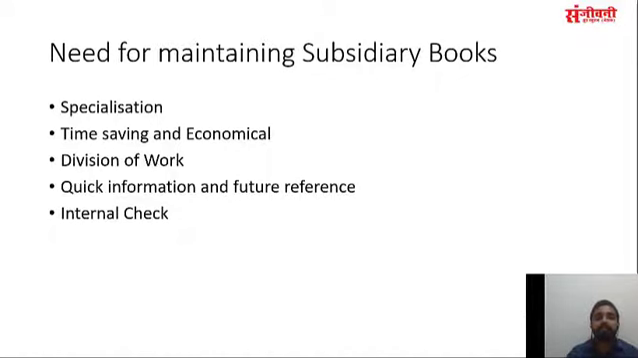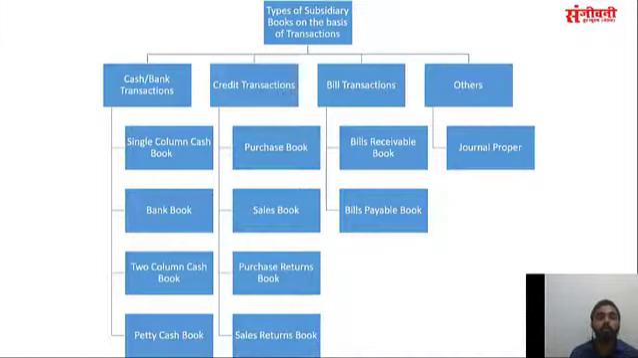Next. So what are the types of subsidiary books on the basis of transaction? As I told you, there are books on the basis of cash transactions, credit transactions, and bill transactions and others. So under cash transactions, there is the simple column cash book, that is nothing but the cash book, the bank book, then the two column cash book, which includes both cash and bank, and the petty cash book.